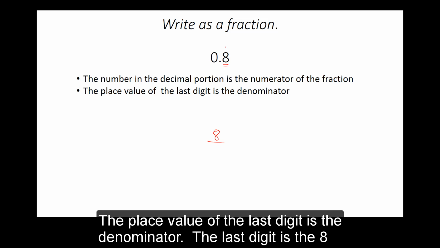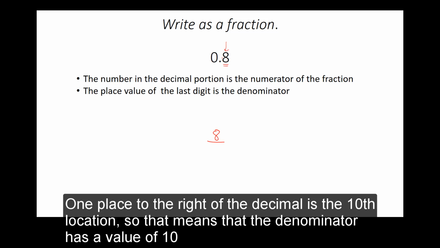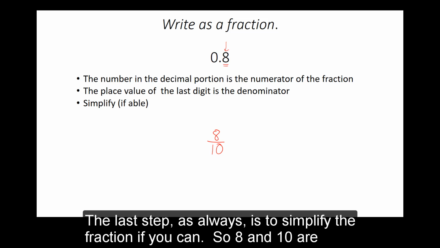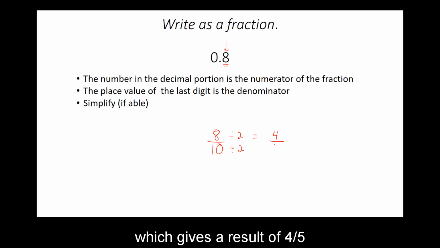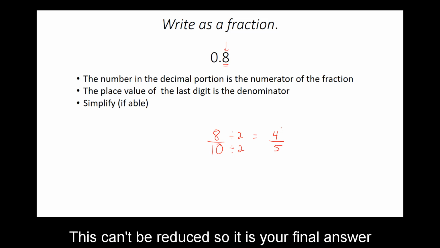Well, the last digit is the 8. It's 1 to the right of the decimal, which means it's the 10th location. So that means the denominator will have that value of 10. And then last step is, like always, you simplify the fraction if you can. Well, 8 and 10 are both even, so I will go ahead and divide both the numerator and denominator by 2, which gives me a 4 over 5. That can't be reduced. This would be your final answer.